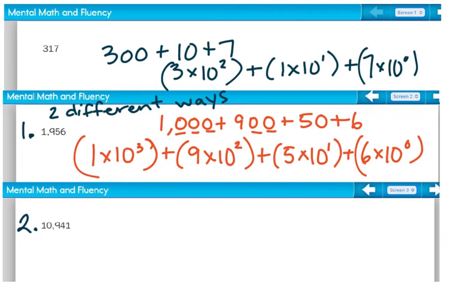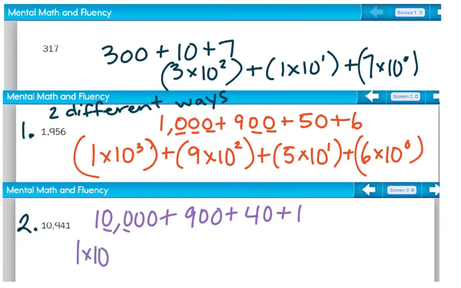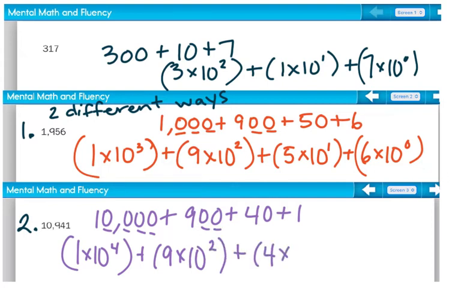Number 2, 10,941. You shouldn't be watching this video unless you have it written in expanded form and are being honest. So we would take 10,000 plus 900 plus 40 plus 1. To do that using exponents, 1 times 10 to the 4th power plus 9 times 10 to the 2nd power plus 4 times 10 to the 1st power plus 1 times 10 to the 0 power.